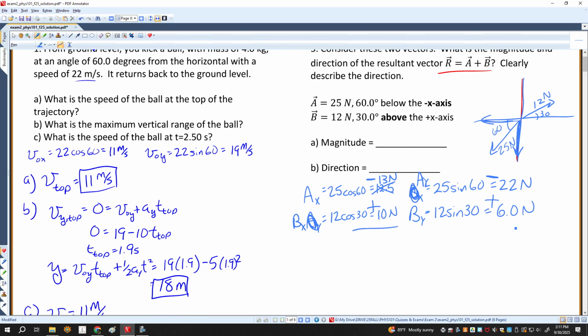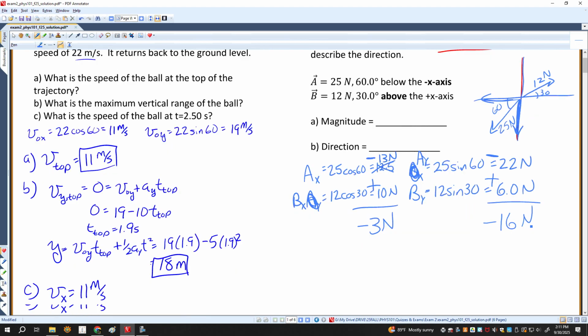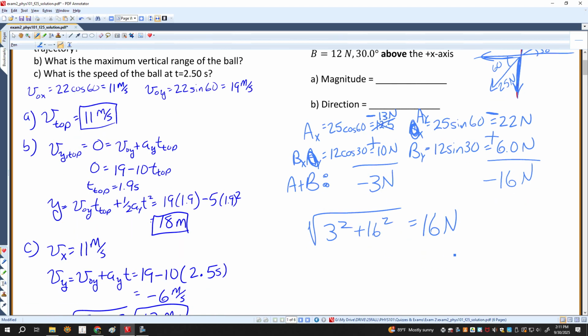Then I can add the x components together and the y components. That gives me negative 3 newtons, and that gives me negative 16 newtons. When I add those together, I get those, and then to find the magnitude of that new vector, this would be A plus B, the x and y components of A plus B. To find the magnitude, I would say the square root of 3 squared plus 16 squared. That's going to be 16 newtons, or I would take 16.3. Either one is okay.